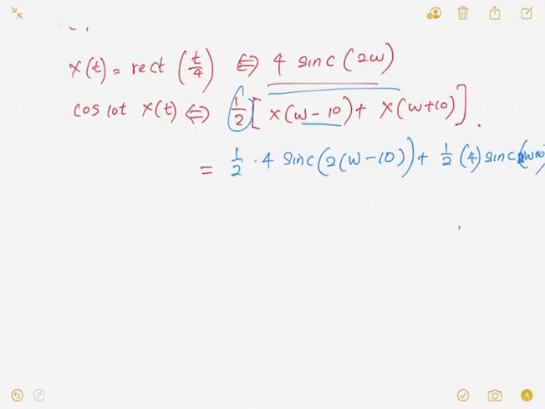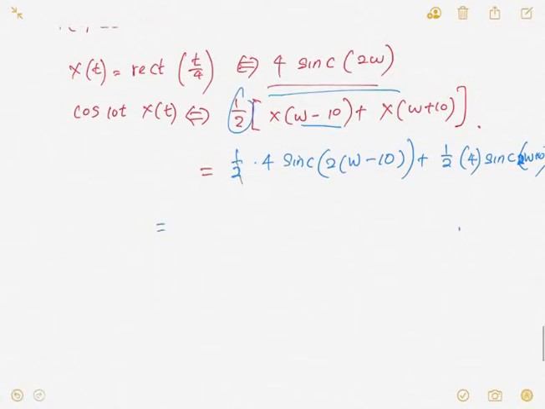Okay, you have 2 here. So I have half, oh sorry. So I cancel, I get 2. So 2 sin 2 omega minus 2, 2 omega minus 10 in bracket, plus 2 sin 2 omega plus 10. Okay?